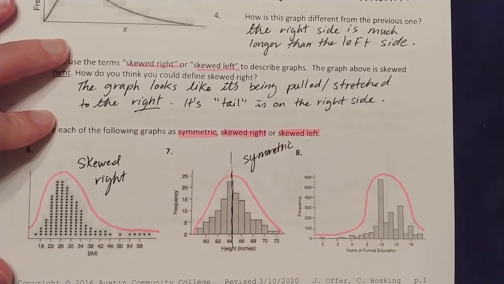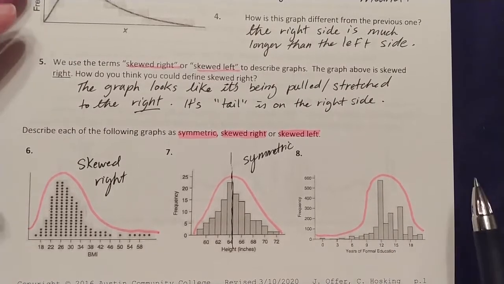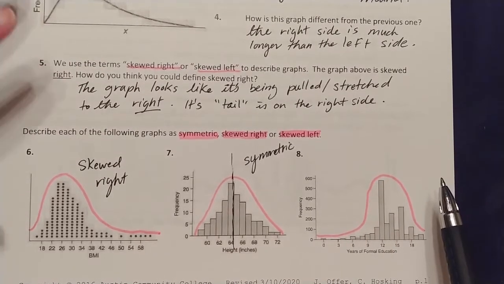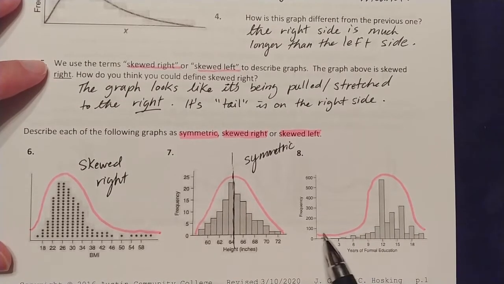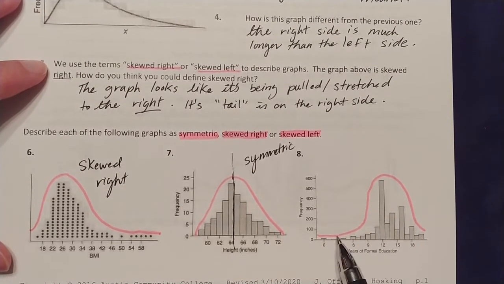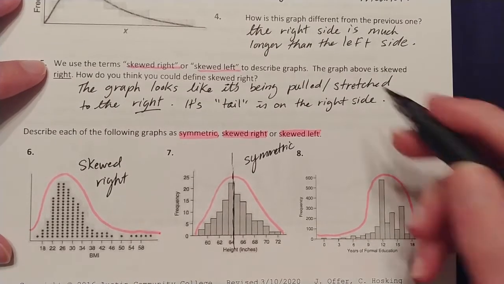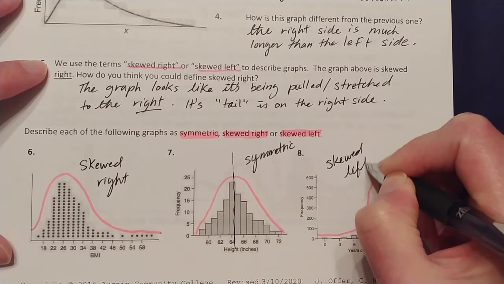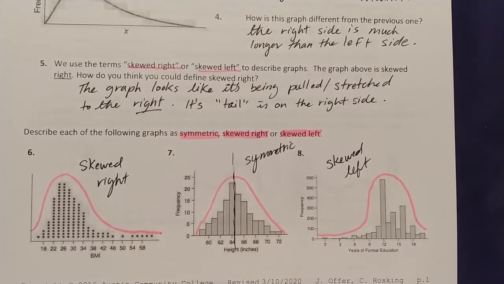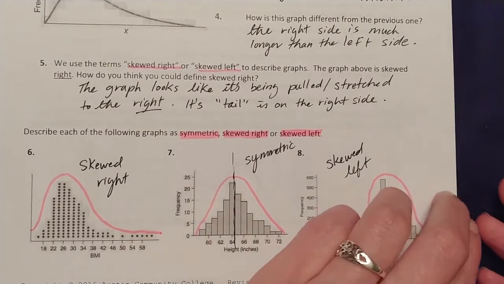And then let's look at the last one. So again, here is definitely not symmetric. So we know it's skewed. So is it skewed to the left or skewed to the right? Well, let's look at the tail. Here's my tail. Is the tail on the right or the left? It's on the left. So this would be skewed left. All right, let's turn the page.